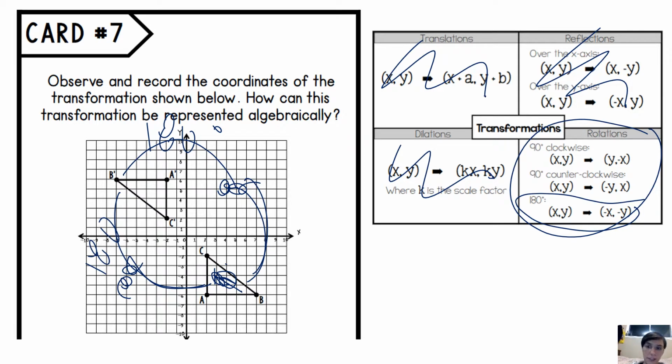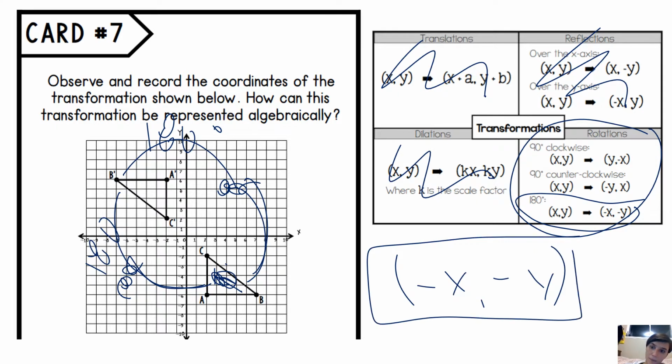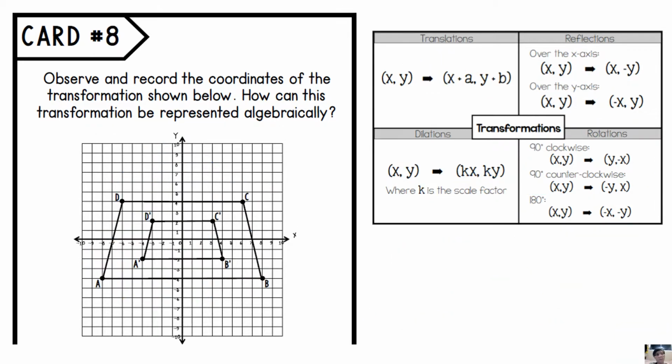How can it be represented algebraically? -x, -y. AKA, whatever you had for x, change the sign. Whatever you had for y, change the sign. AKA, it transforms itself into the direct catty-cornered or opposite quadrant. Now if it started here and went 180, remember, it would just go down there. All right.